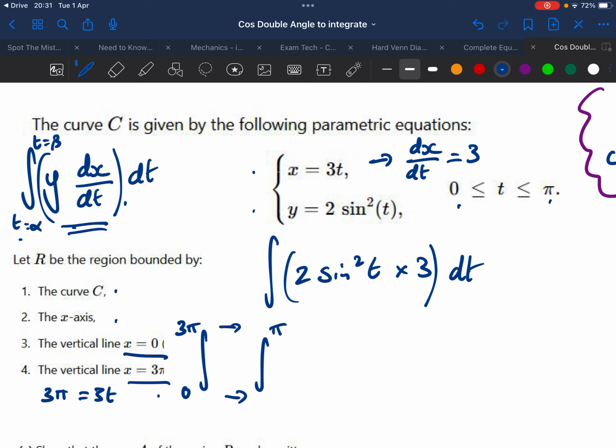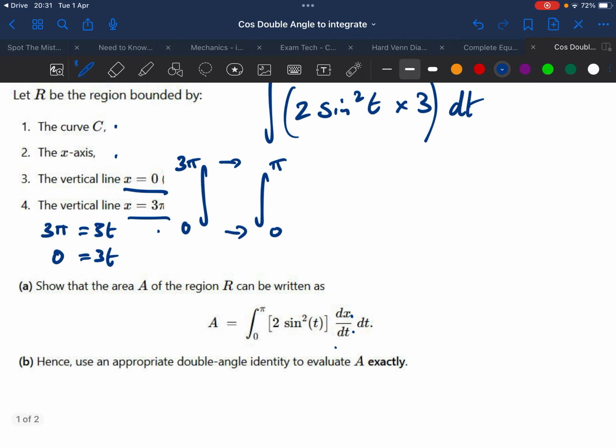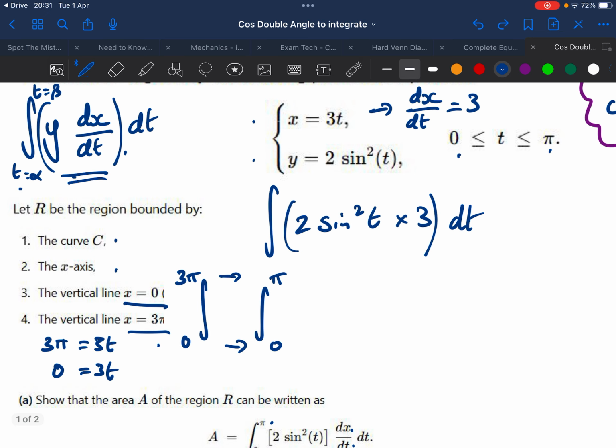Okay, that's really the level of working out that we need to do. We don't really need to do any more than that. Okay, 0 equals 3t. Well, that's where the 0 is coming from. So it's normally part of a "show that" question, fixing the limits, and that's how I like to do it, so it's nice and clear.